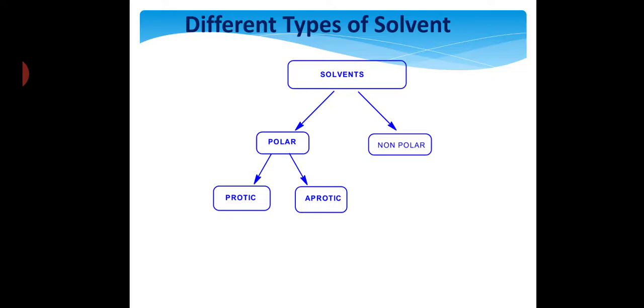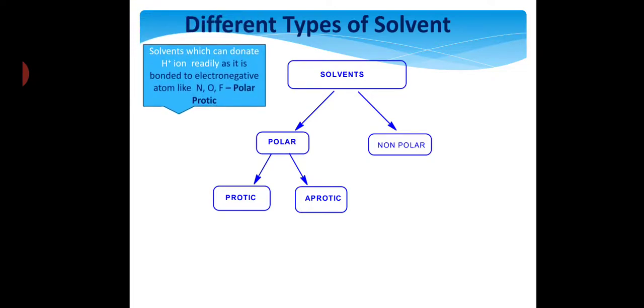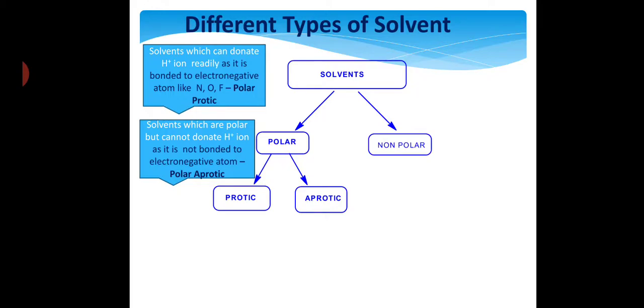Again, polar solvents are of two types, polar protic and polar aprotic. What are they? A polar protic solvent is one which can donate proton as it is attached to an electronegative atom. The word protic came from the word proton. And a polar aprotic solvent means the solvent is polar but cannot donate H plus ion as it is not bonded to the electronegative atom.